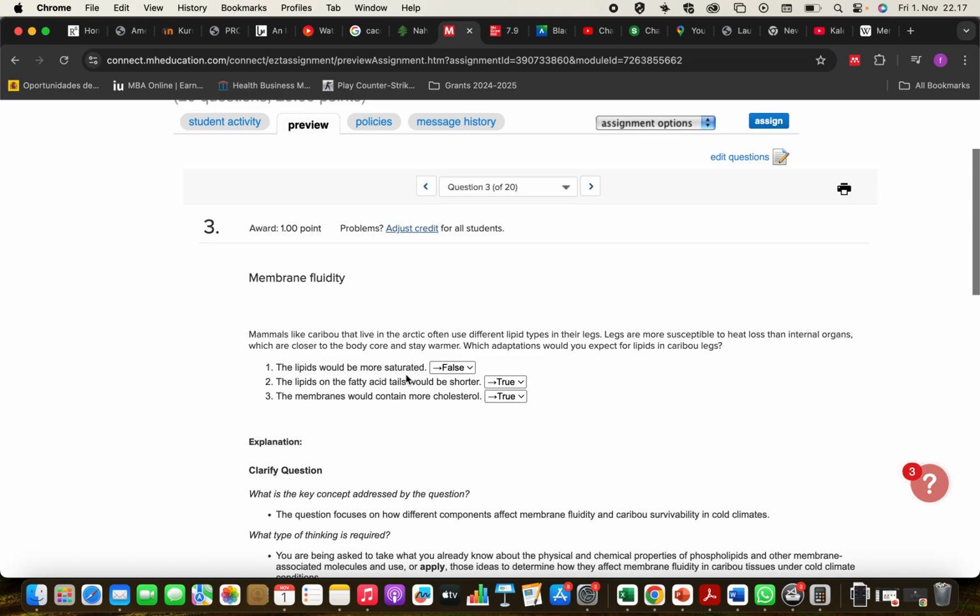So to combat that, what the deer should do, or the caribou in this case, sorry, should actually desaturate, not saturate, because if you desaturate the cell membrane, it's going to become more fluid, and that's going to help it be in the cold. Because if it's more fluid, it can still move better than if it was saturated. So that's why this is false. It has to be unsaturated.